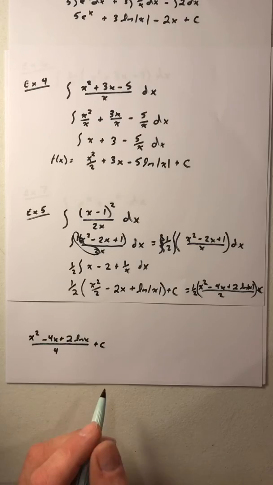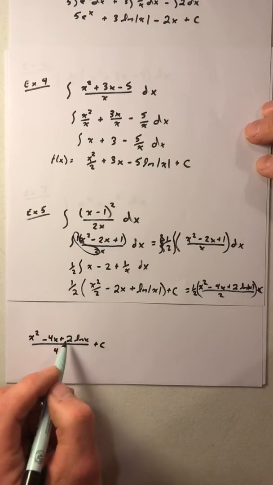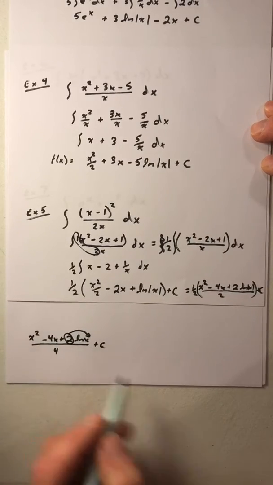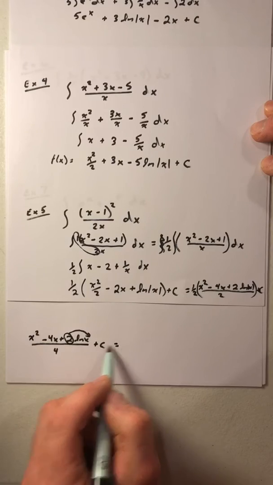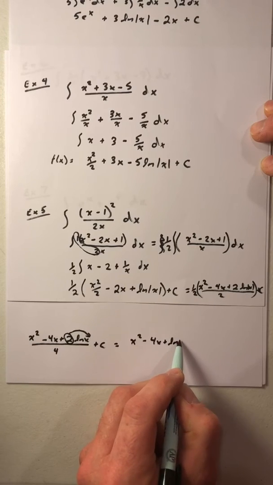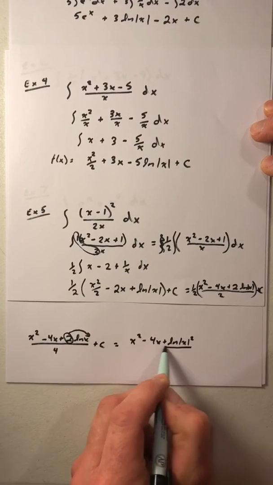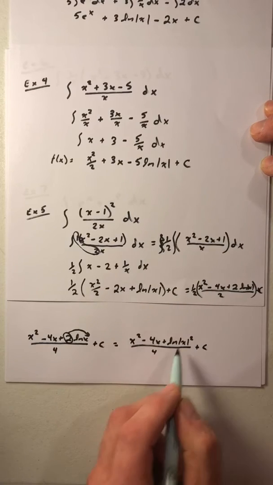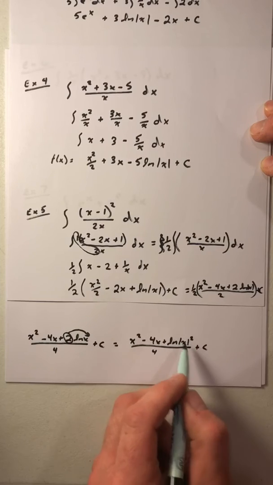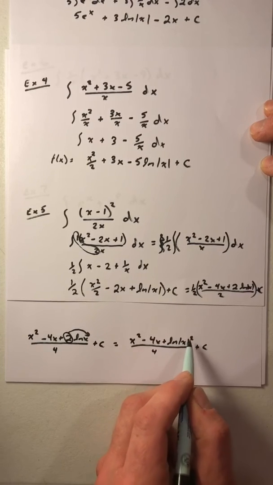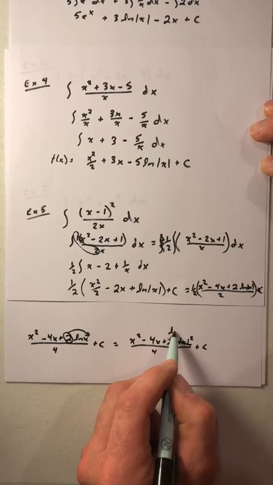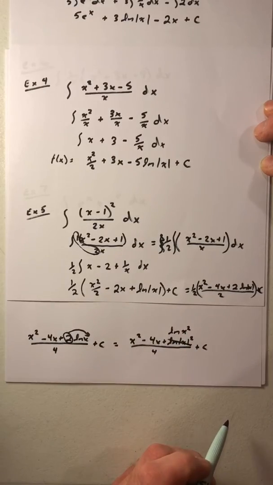We could even take this a step farther if we remember our natural log rules. This coefficient of the natural log can become an exponent, as we could see in a testing situation. So we could really see this as x squared minus 4x plus the natural log of the absolute value of x squared, divided by 4 plus c. And if I square an absolute value, I'm going to get a positive number. So this would allow us to just simply write this as the natural log of x squared.